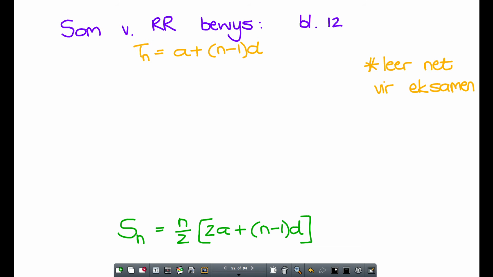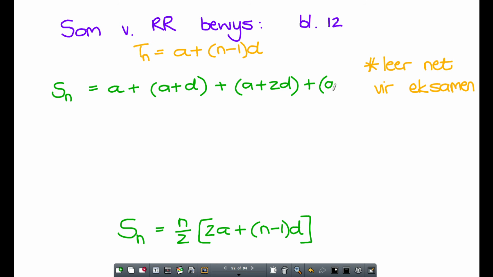So let's say daar vir jou die sum of n. Okay? Now sum of means we're going to add. Now we know that the first term is a, plus, now the next term we would call a plus d. Die volgende term gaan wees a plus 2d. And then the next one, a plus 3d. And then we can go on and on and on like that. Is julle by? All right.